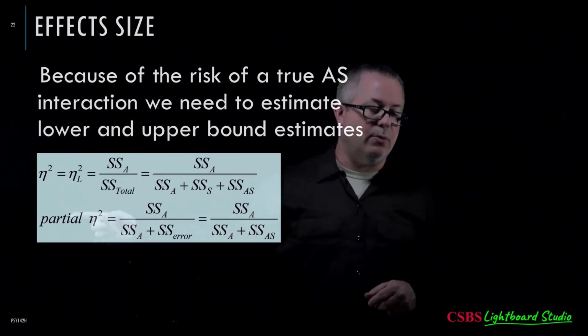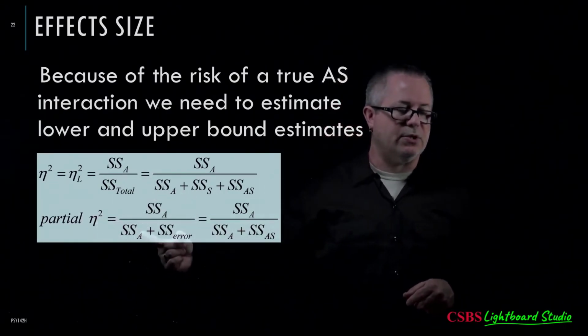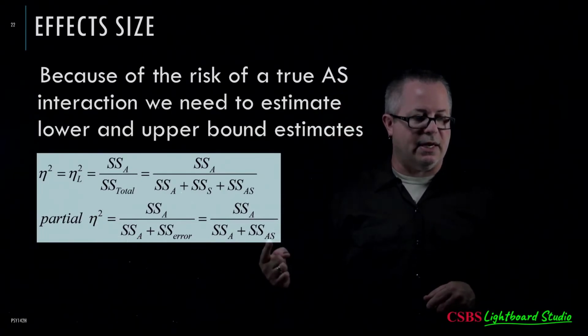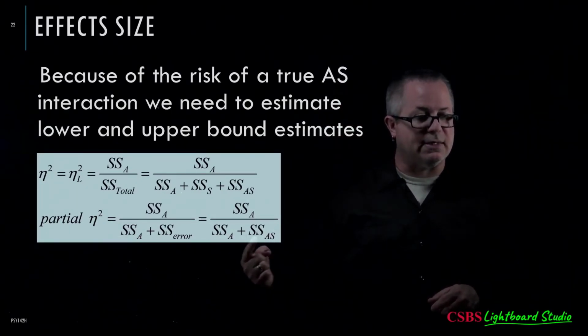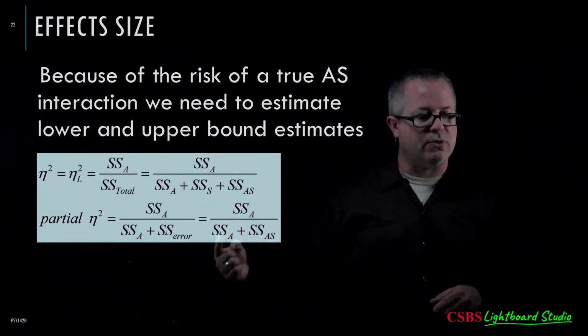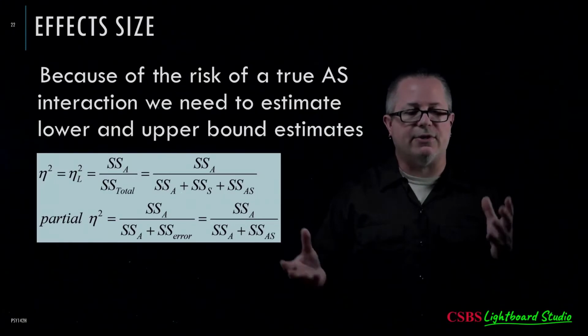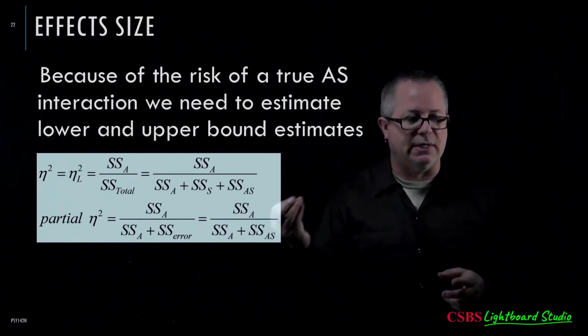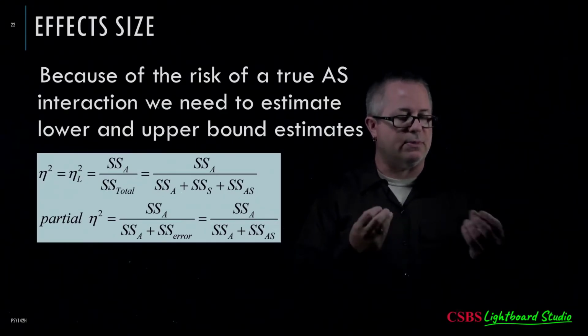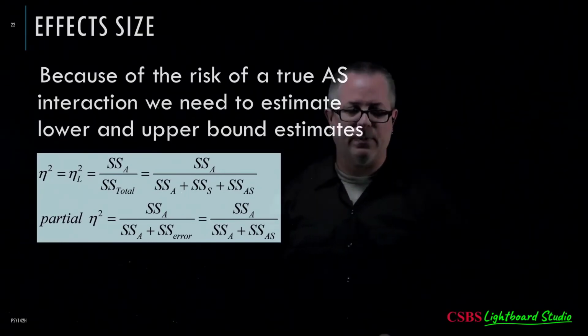And then you compute partial eta squared, where you look at just A and A by S, so you leave out S essentially. The difference here is this has S, this doesn't. This gives you a partial eta squared, and you report it as the effect size for this study is between the lower and upper estimates, somewhere in between those two.